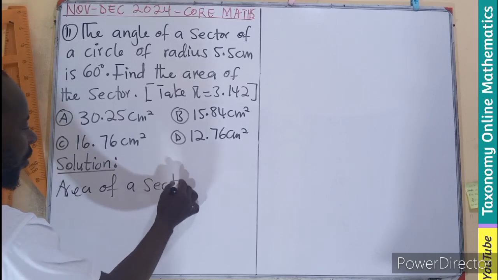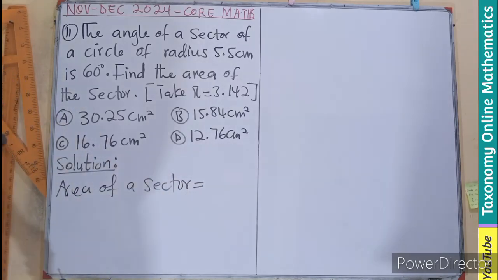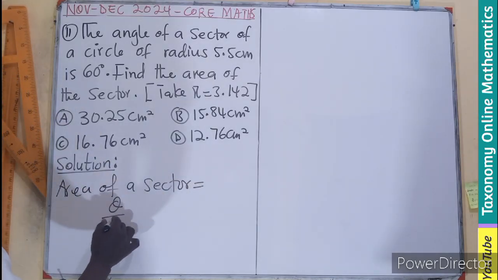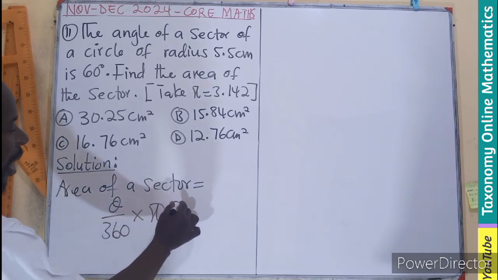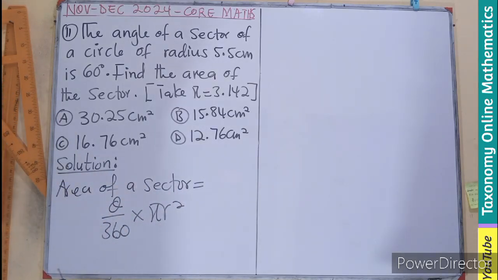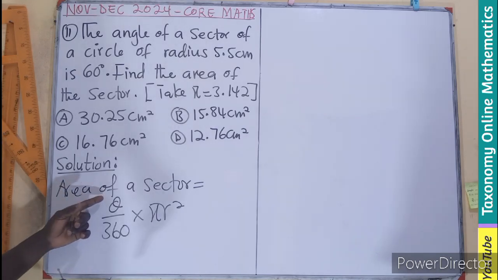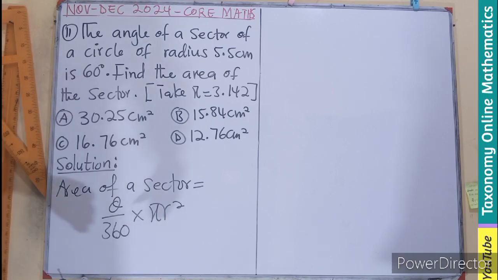So fast forward, we begin with the area of a sector. What is it given by? It's given by theta over 360 times pi r squared. This is the formula that we use in finding the area of a sector. So here we do substitution where the angle has been given as 60.